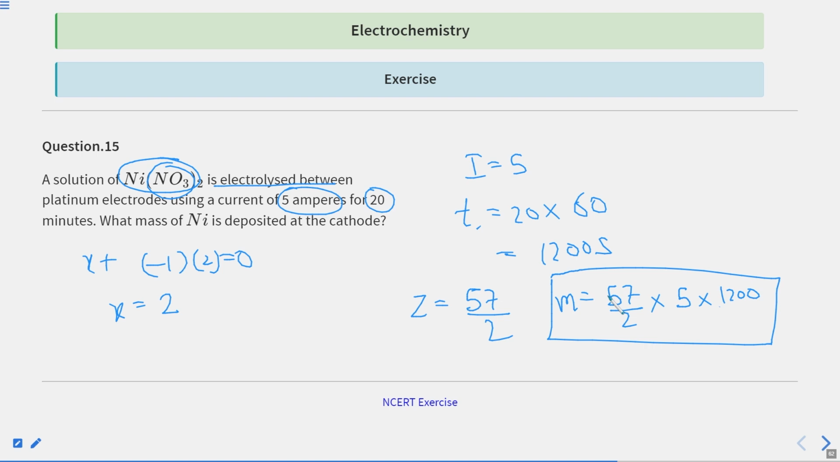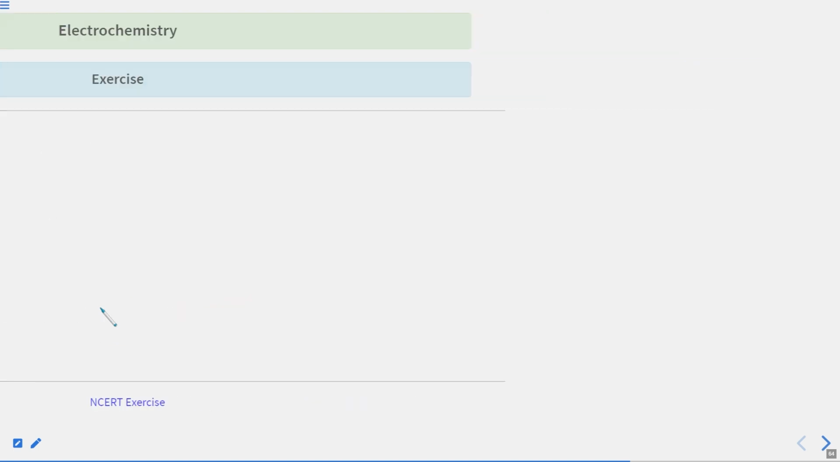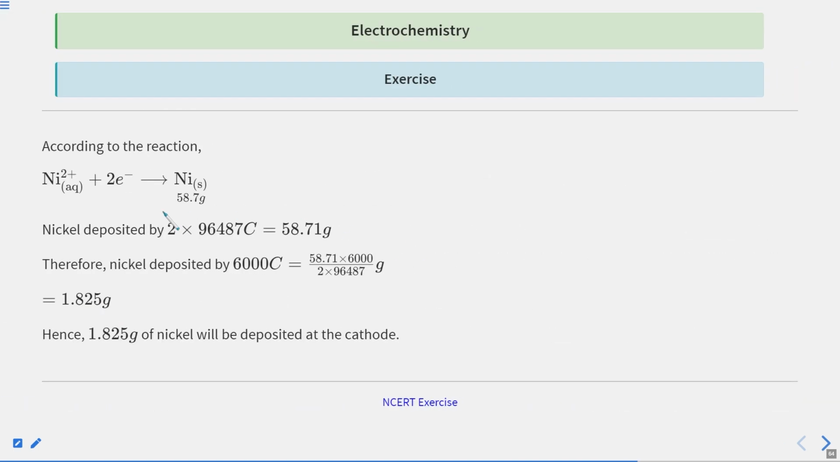Okay. Next question. So they have done the same thing, calculated the charge first of all. You can do it individually or at the same time. No issues. Once we got this multiplied by 2, you will get your answer. Is it clear? Okay. Next question.